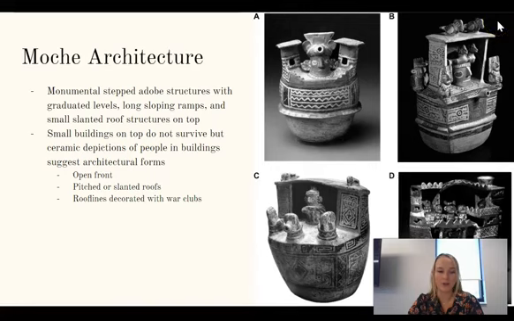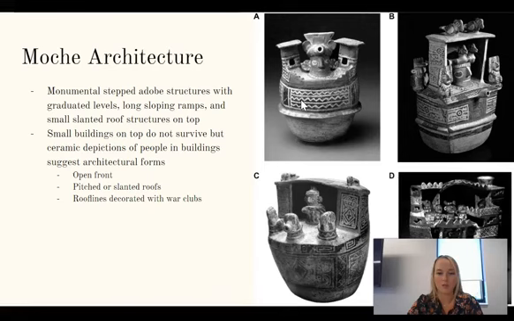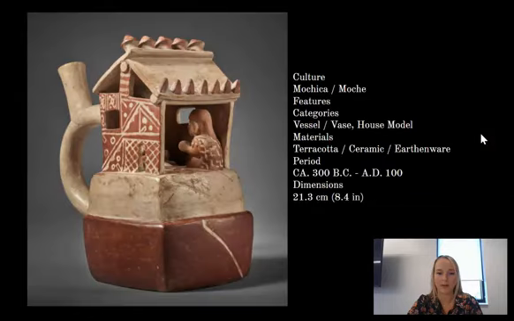Again, this location is the desert coast of Peru, so they don't get a lot of rainwater. However, having roofs were helpful for shading from the sun and also protecting from when they did get El Niño rain events. And a lot of these roof lines were decorated with war clubs. This is an example of a ceramic vessel that's depicting an enlarged head between two storehouses. This one is decorated in typical negative painting. This one's from the early intermediate period, but we do get an idea of what these Moche structures may have looked like from their ceramics.